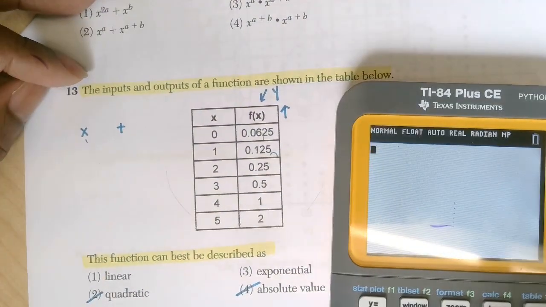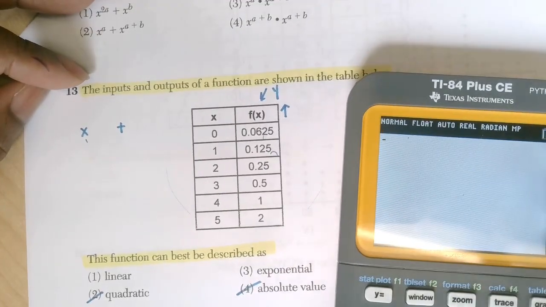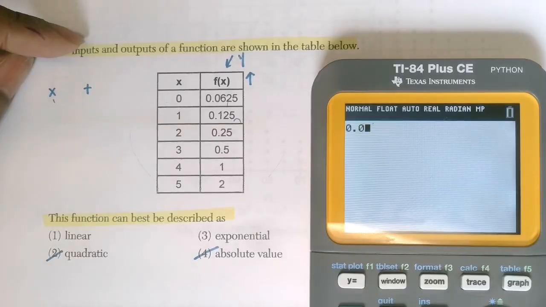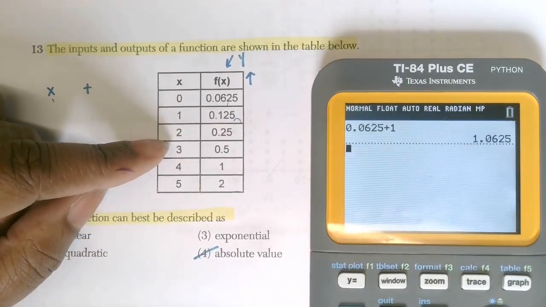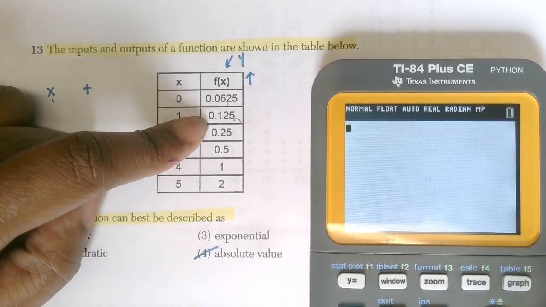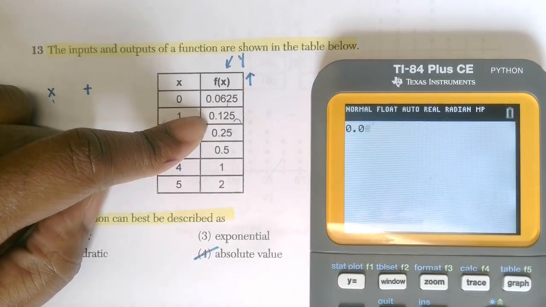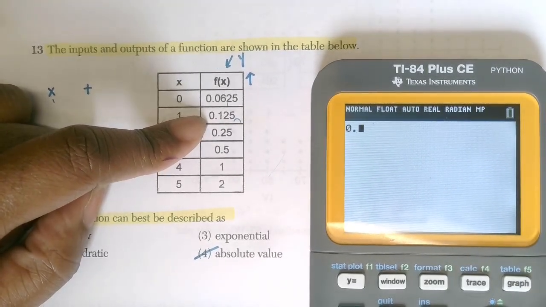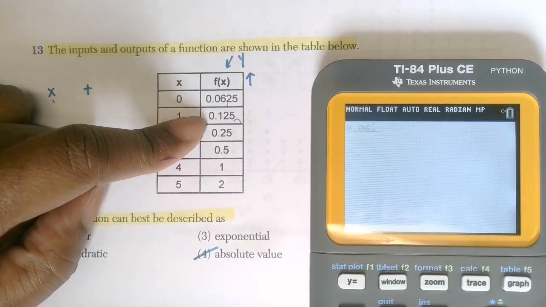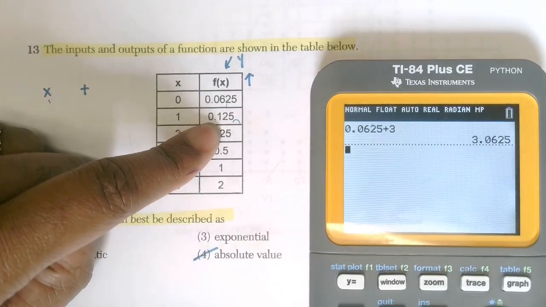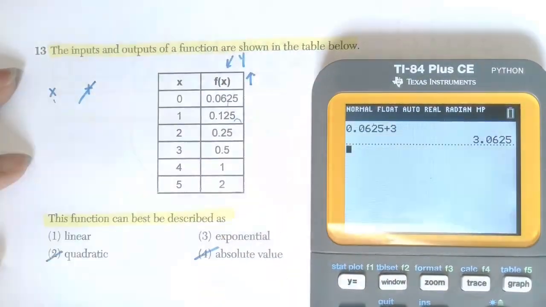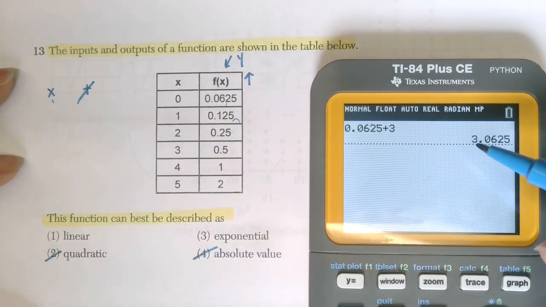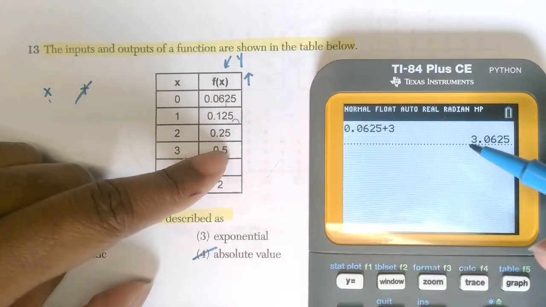Right. Here my graph. Oops. So my calculator is cleared. It's 0.0625 plus 1. I don't get that. Okay. 0.0625 plus 2. Nope. 0.0625. No matter what I do, I won't get the next value. So I know that it cannot be an addition, because the number that I'm adding by is going to come first. And that doesn't make sense.